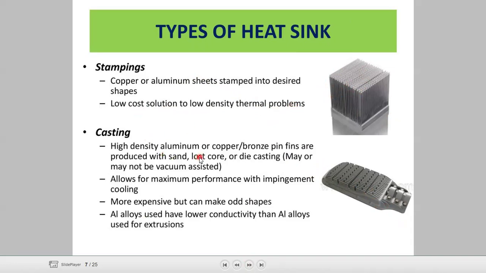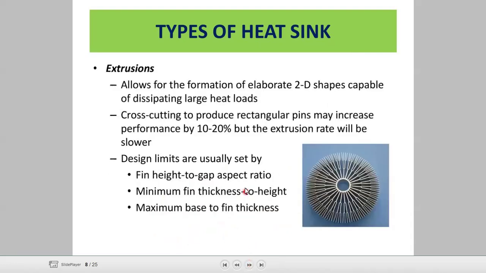Casting: high density aluminum or copper, sorry, bronze fins are produced with sand, lost core or die casting, may or may not be vacuum assisted, allows for maximum performance with impingement cooling. More expensive but can make odd shapes. Alloys used have lower conductivity than alloys used for extrusions. So what is extrusions here? So this is what the shape is.